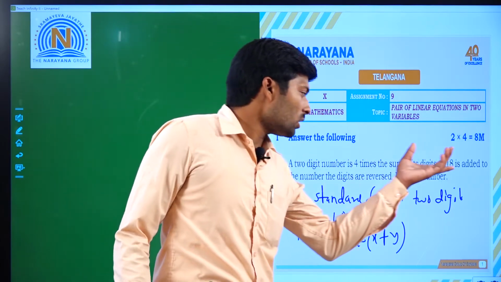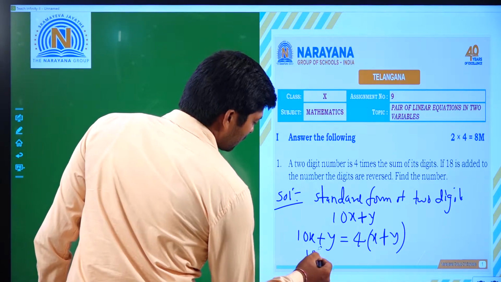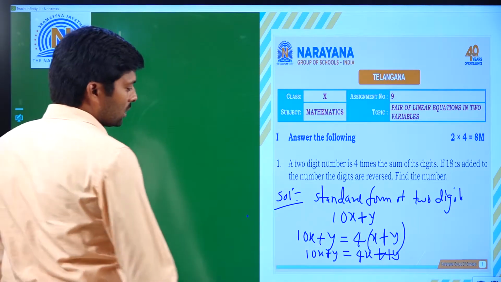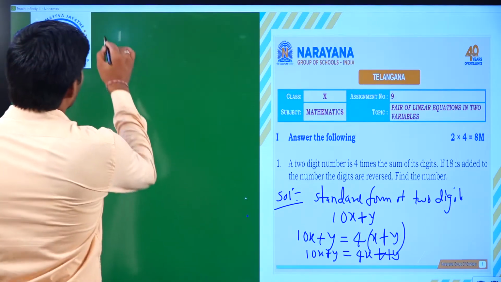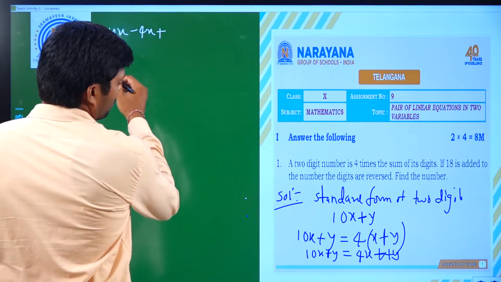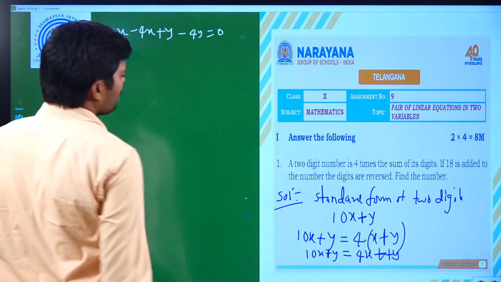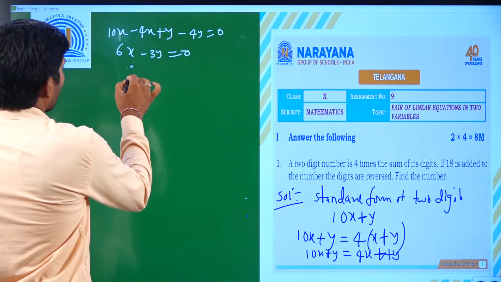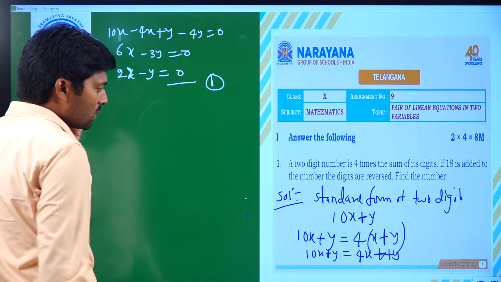So we write the total statement in equation form. This can be written as 10x plus y is equal to 4x plus 4y. Just rewrite this one. This can be taken as 10x minus 4x plus y minus 4y is equal to 0. So this can be written as 6x minus 3y is equal to 0, that is 2x minus y is equal to 0. So let me take this as equation number 1.